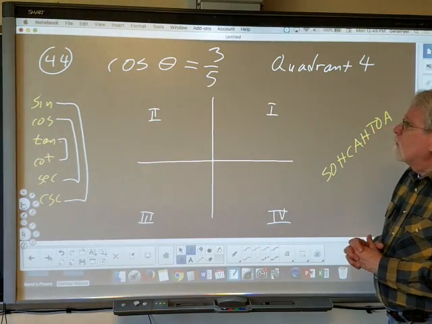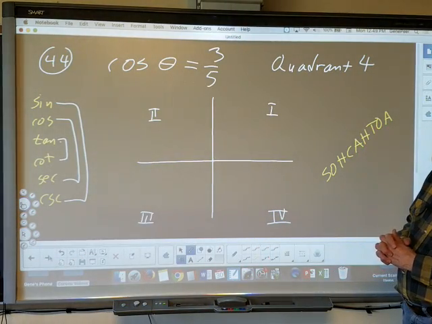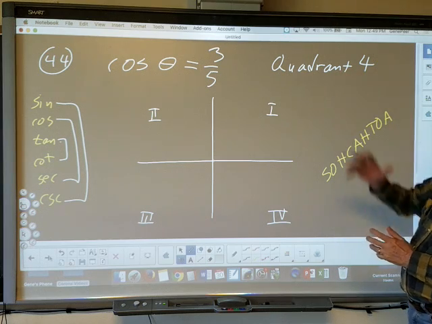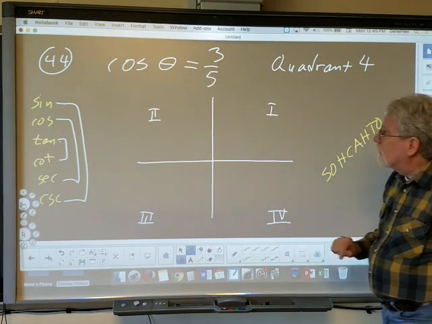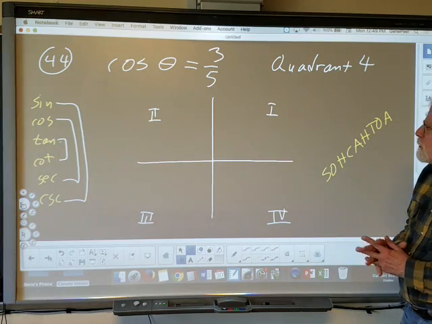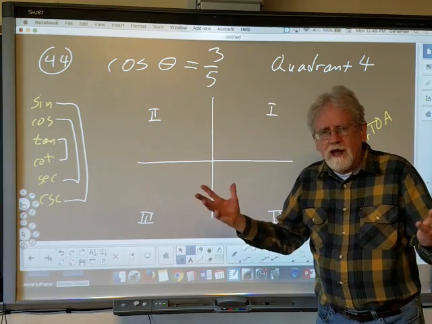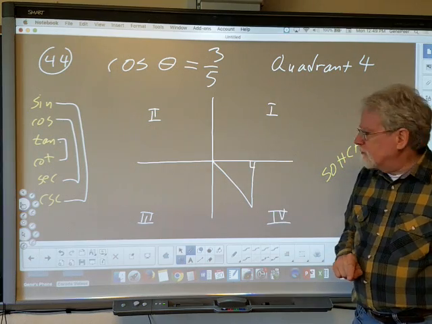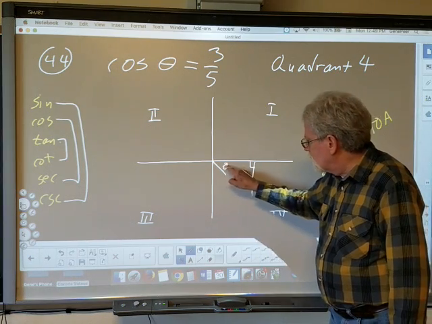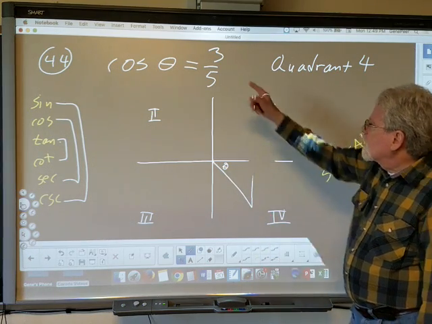Okay, number 44. Cosine of theta is 3/5. We know that, and we're in quadrant 4. So we're down here in quadrant 1, 2, 3, 4. We know the cosine is 3/5, but we don't know the angle. Who cares? We don't need the angle. Draw an old triangle here, any old place. Doesn't matter what the angle is. This is your unknown theta. We know cosine is 3/5.